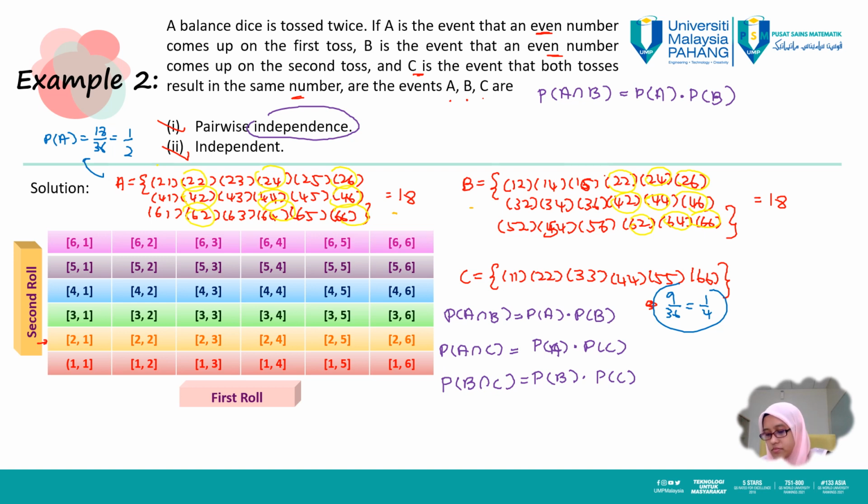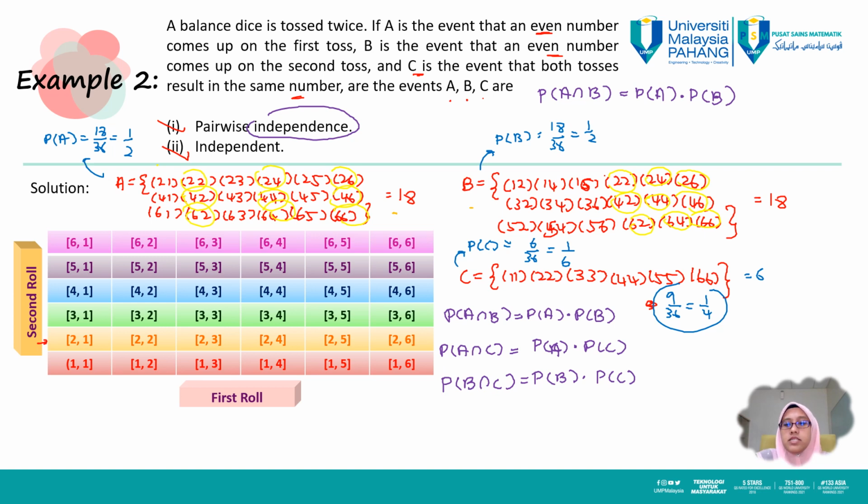And then the probability for B. The probability for B is equal to 18 over 36, which is equal to 1 over 2. And the probability for C. Okay, for this one the total for C is 6. So the probability for C, P(C), is equal to 6 over 36. So I will have 1 over 6 here.